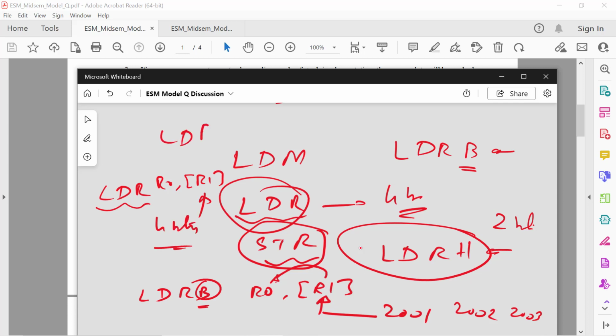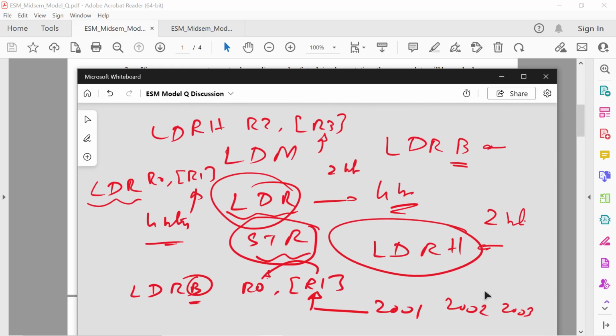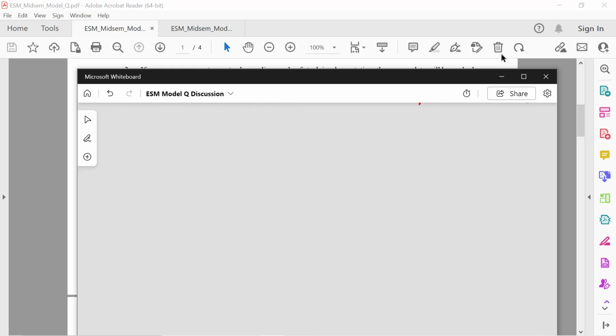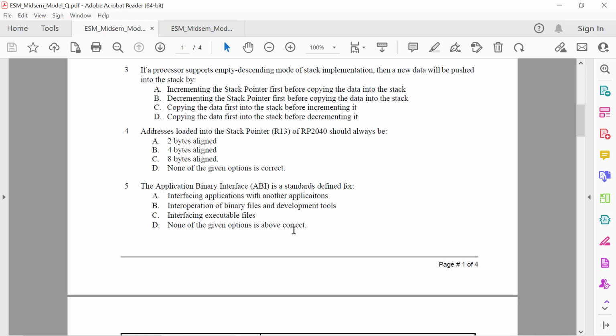Now LDRH, suppose I am having R2, R3, then the base address should be 2-byte aligned. So it means 2000, 2002, 2004, 2006, it should be divisible by 2. Keep clarity on this, because there could be questions based on this. That's why I'm spending a little more time on this, because having learned all this, once you listen to this lecture, you should be able to answer any question that comes in the Midsem.